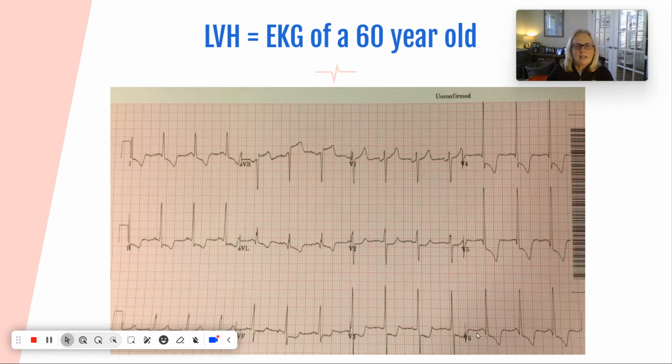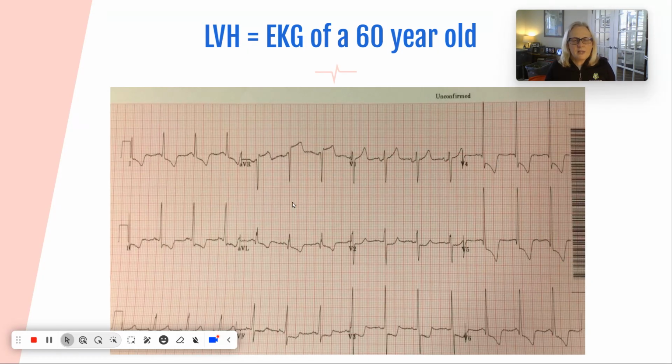And notice it's in the leads that are down near the apex, right, where the left ventricle is located. So definitely 4, 5, and 6 because we're way down here, not near the left ventricle. 3 is kind of on top of the left ventricle, a little bit higher or towards the right a little bit, but these are all really large. And then 2, 3, and AVF are inferior, so these tend to be a little bit large as well. But that's going to tell us this is left ventricular hypertrophy of a 60-year-old.